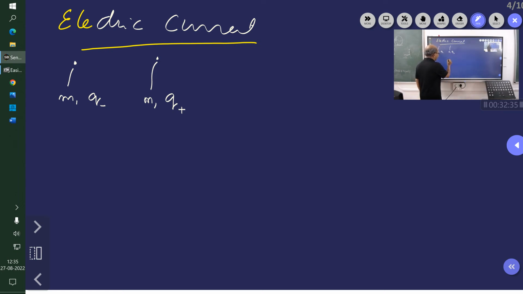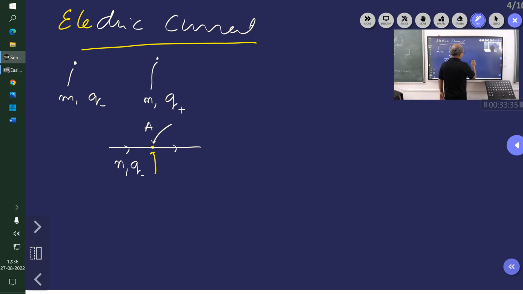Now let's look at this point. Say I have some point A. This is point A, not a charge. And say from this side, N1 Q minus charges are entering this point. N1 Q minus charges are moving like this, so they are crossing this point. Now we say there is electric current at this point. Why is there electric current at this point? Because charges are moving across that point.